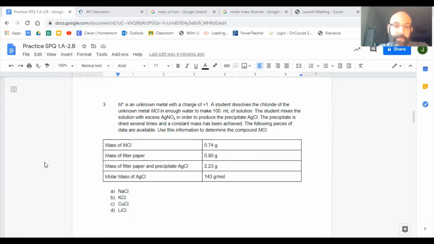The student mixes the solution with excess silver nitrate in order to produce the precipitate silver chloride. The precipitate is dried several times and a constant mass has been achieved. The following pieces of data are available. Use this information to determine the compound MCl, right? And so we're going to go from there. So just like before, we've lost all of the water. So we want to find out, hey, what do we have left over?